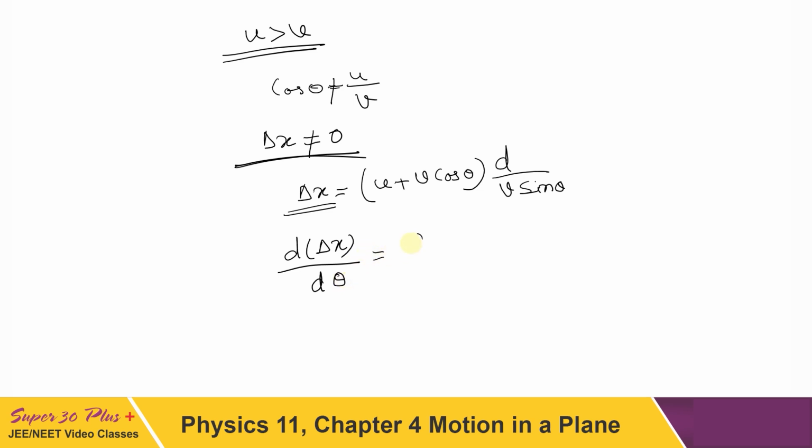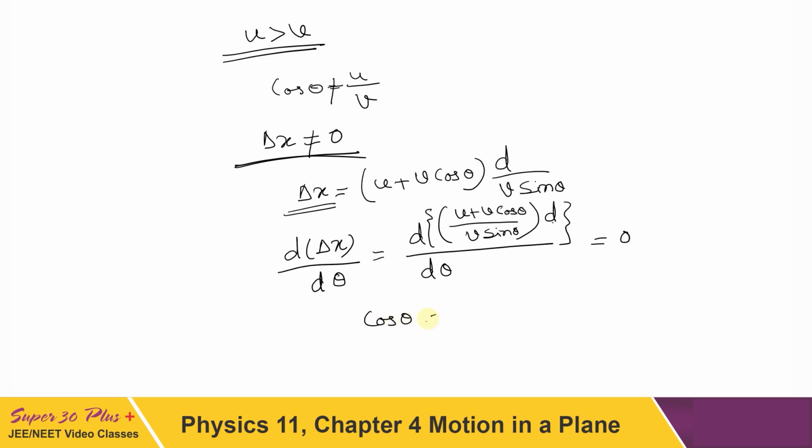So if you differentiate this term with respect to theta, it will come out, this is u plus v cos theta upon v sin theta multiplied with d. Don't get confused between these two d's. One I have used for the differential and the other is the width of the river. If you differentiate it with respect to theta and equate it to 0, then we get cos theta is equal to minus v by u, which is now a possibility because this time u is more than v.